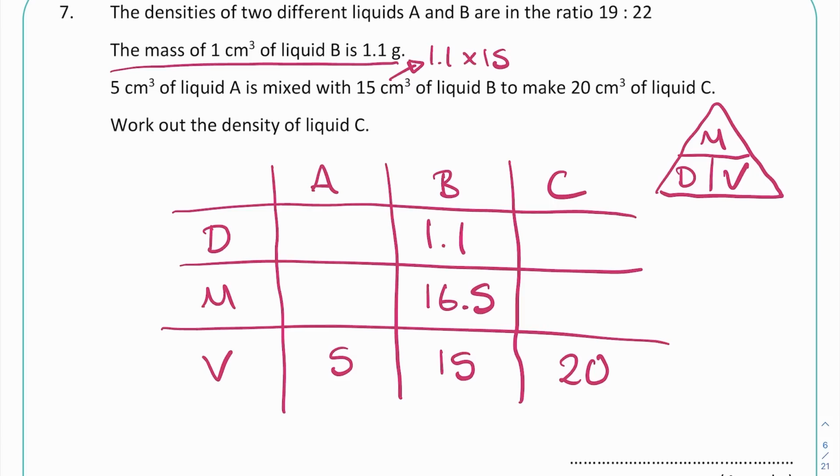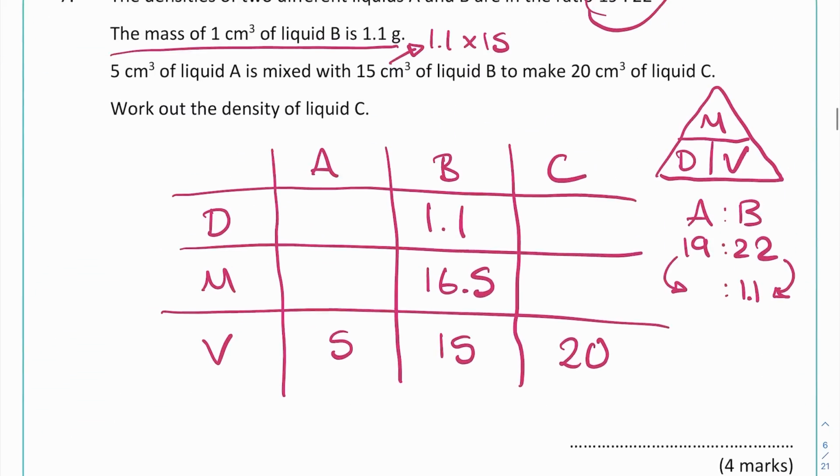If we can work out the mass of A as well, that's going to allow us to work out the mass of C because we know we can add the masses together. So to work out that, we've also been given a ratio. Now the ratio tells us what ratio the densities are in. It says A to B is in the ratio 19 to 22. B we already know, it's 1.1. So all I have to do is figure out how we've got from 22 to 1.1 and do the same to 19. Now I can do that by doing 1.1 divided by 22 and that comes out as 0.05.